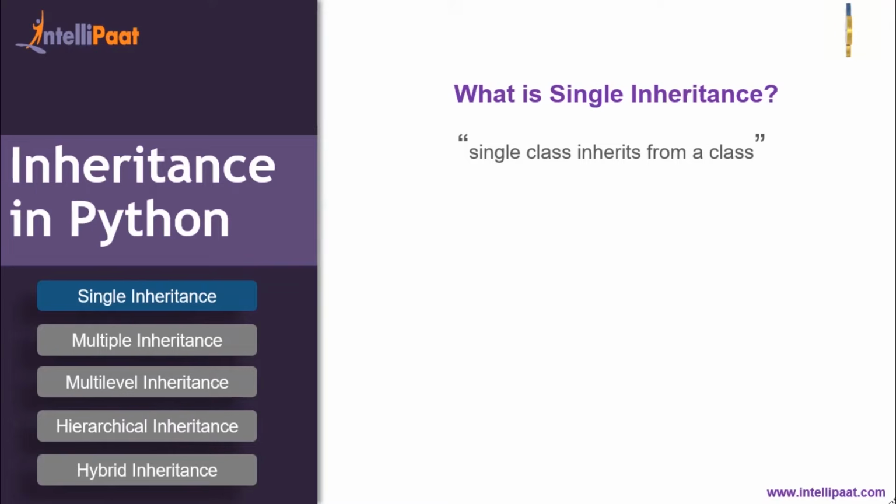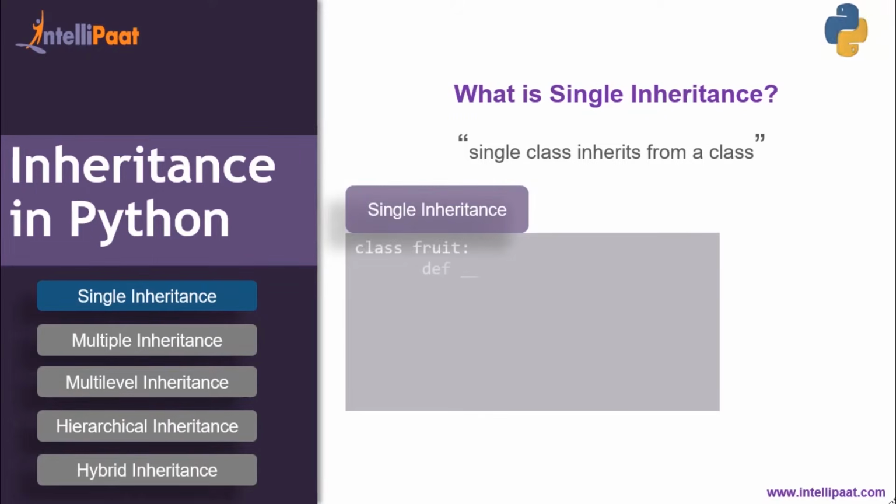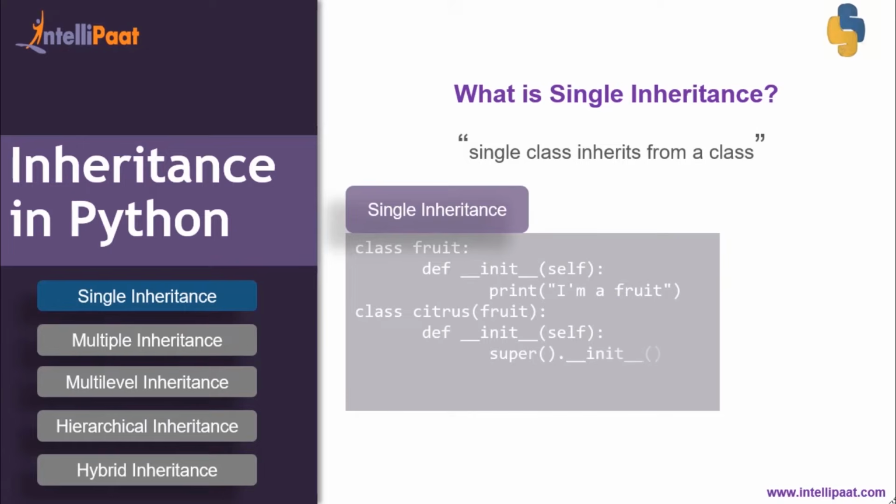How do we do that in Python? Let's see. Suppose we have a class over here called fruit. We define an init function in it, and we define another class which inherits the property of the fruit class. So here citrus is a child class, and fruit is a parent class. Citrus will basically acquire all the properties of the fruit class. Let me clarify it more with the Jupyter notebook.